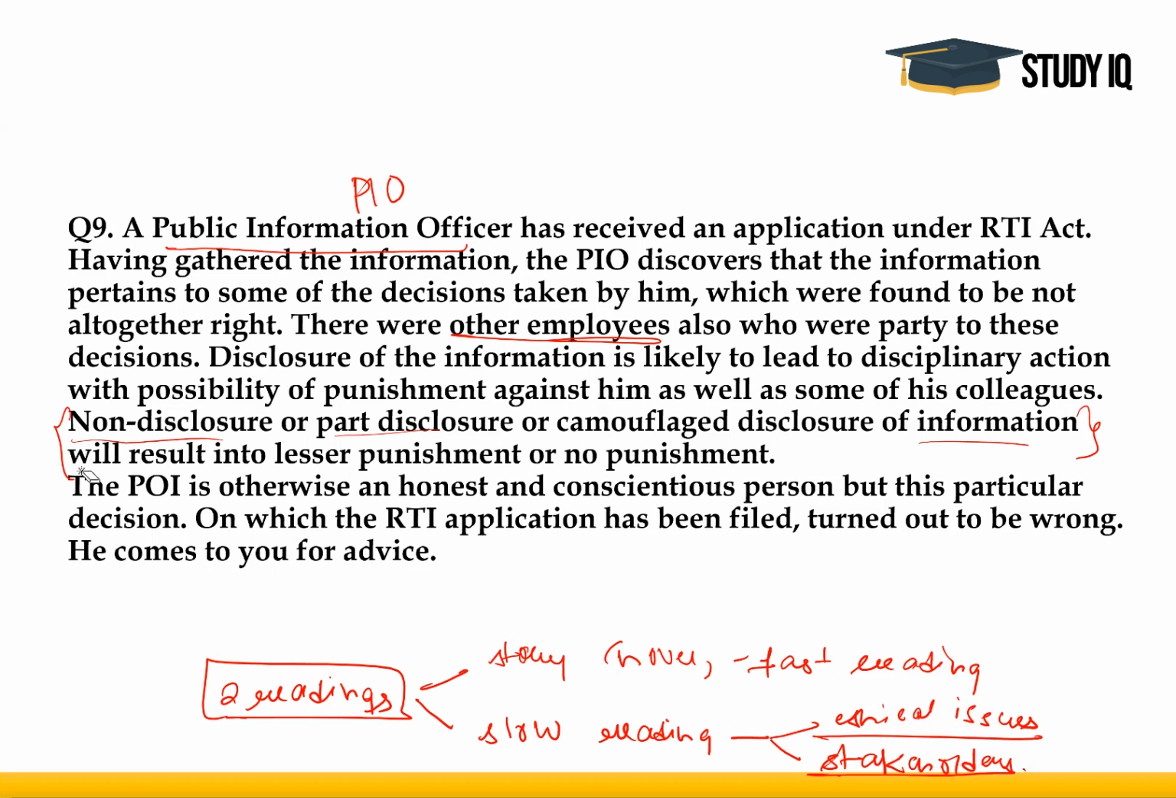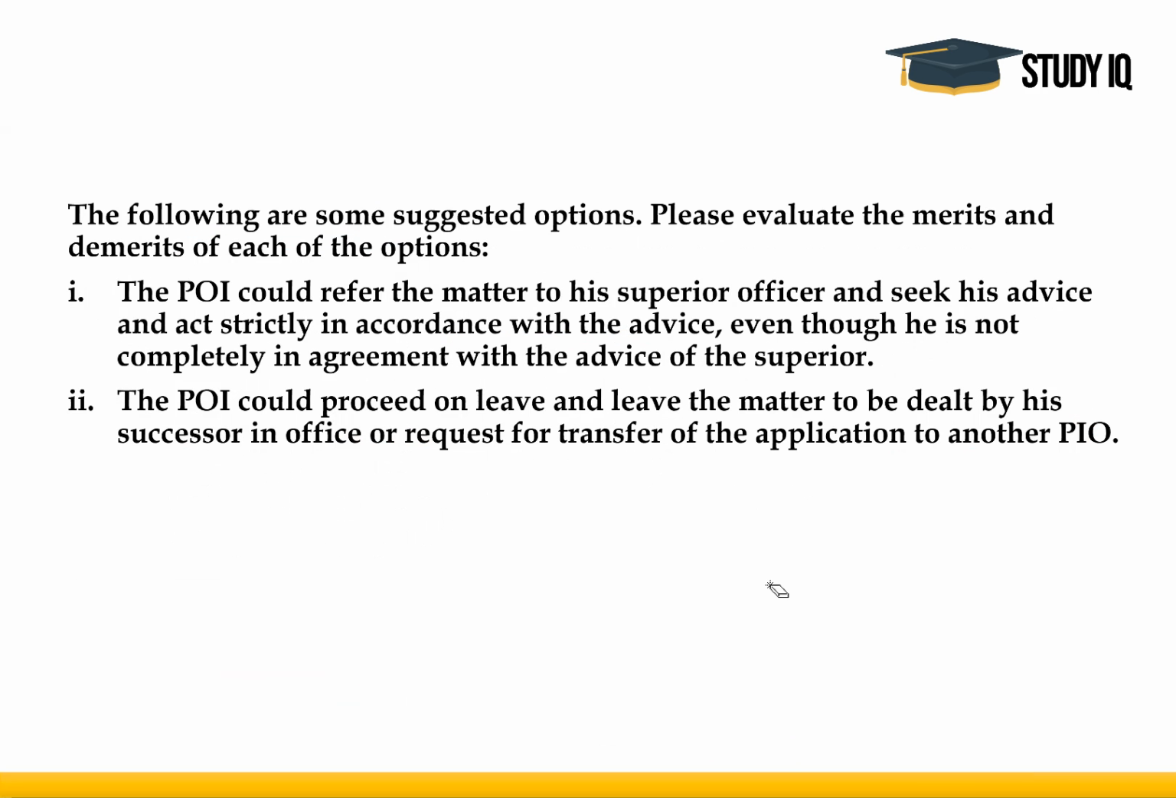The PIO is otherwise an honest and conscientious person, but this particular decision on which the RTI application has been filed turned out to be wrong. The PIO is otherwise an honest person, so this background has also been given to you. He comes to you for advice, so you are the person who has to give advice to the PIO. All right. So this is the case study whereby options are given to you. You have to evaluate each of the options. The following are some suggested options. Please evaluate the merits and demerits of each of the options.